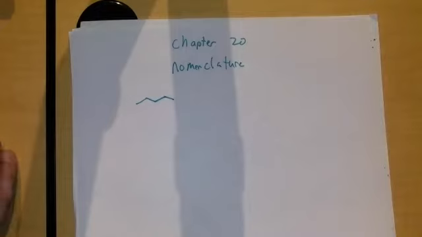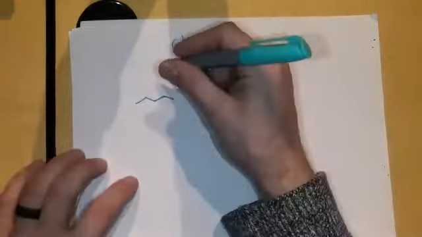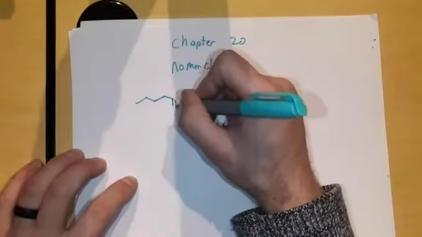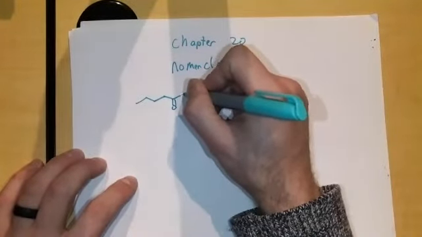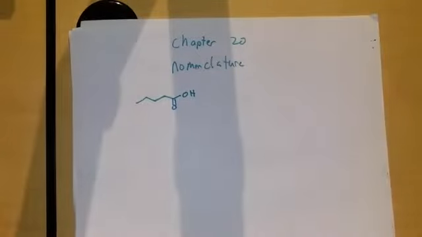Okay, great. All right, so nomenclature for chapter 20, which is carboxylic acids. Our suffix is going to be anoic acid. So if I have a 5-member chain here with a carboxylic acid on the end, this is going to be pentanoic acid.